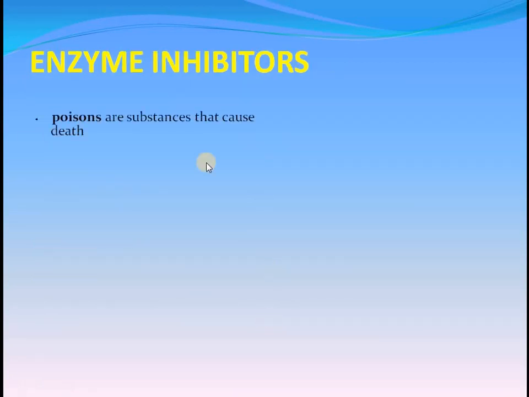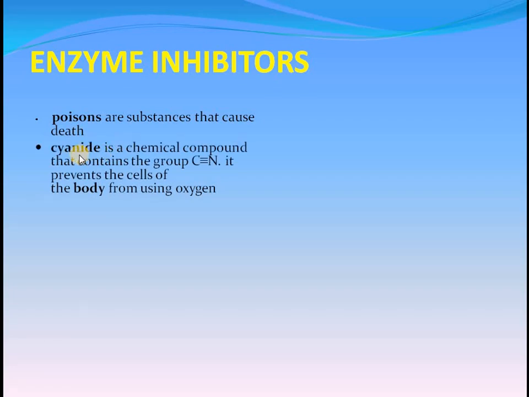The first one is poison. As all of you know, poisons are substances that cause death. Now the next is cyanide. What are cyanides? Cyanide is a chemical compound that contains the group carbon triple-bonded to nitrogen. It prevents the cells of the body from using oxygen. Basically, it is an irreversible enzyme inhibitor.